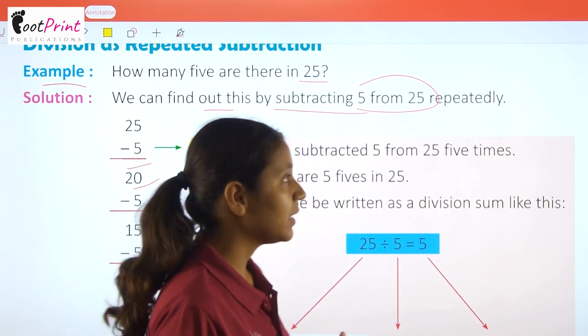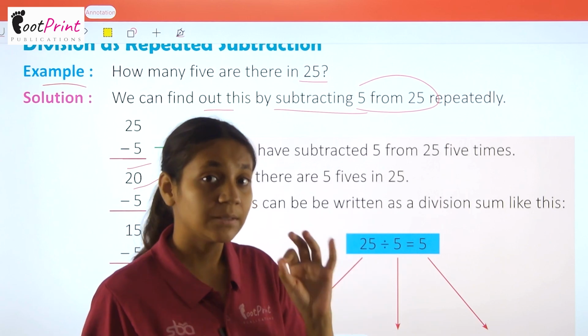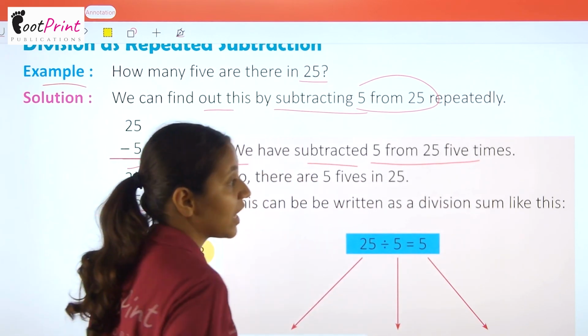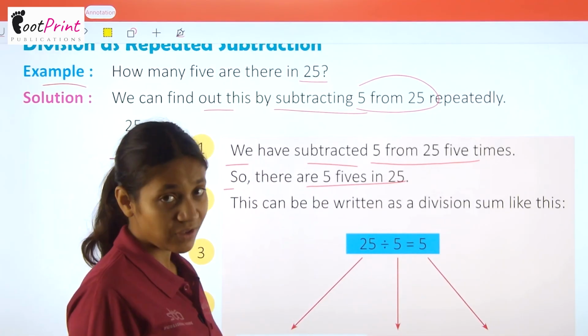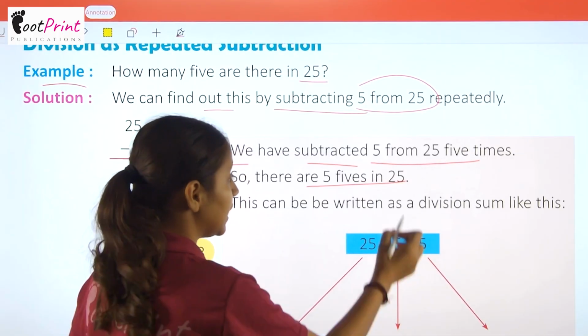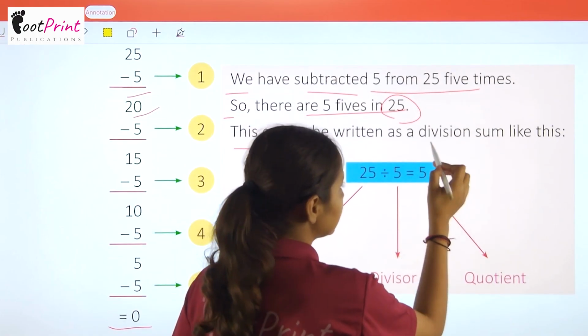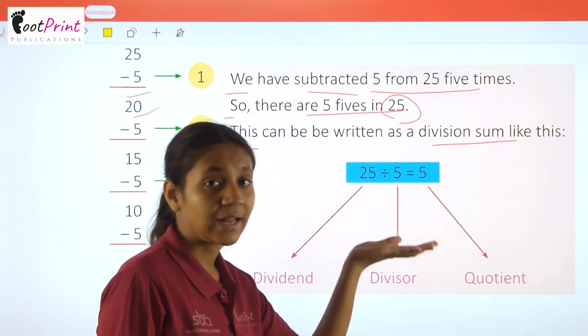That means 25 is made by 5 times 5. Okay? We have subtracted 5 from 25 5 times. So there are 5 5s in 25. That means there are 5 times 5 in our number 25. This can be written as a division sum like this. 25 divided by 5, that is 5.